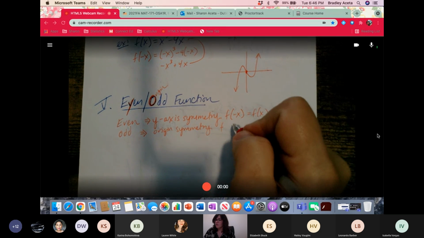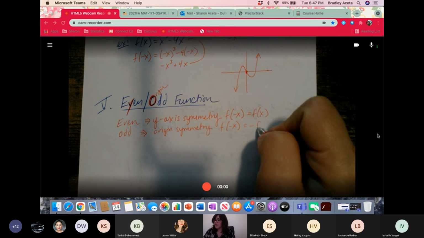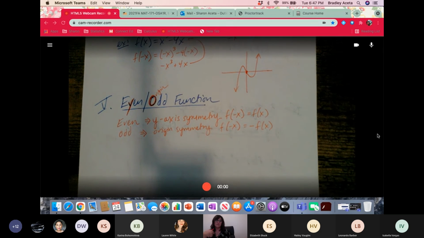Meaning, if you plug a negative x in, the function comes out negative. Even, odd. Now, there is no name for x-axis symmetry, so don't worry about it. If they ask you on homework tonight, is this function even, they're saying, is it flipping over the y? Is this function odd? Is it origin symmetry? Can you turn it upside down?